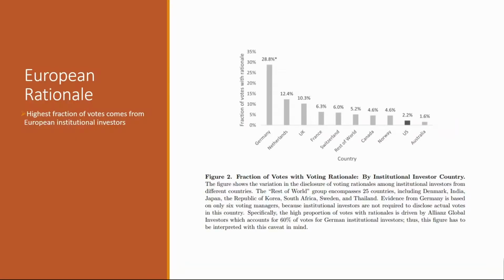So, when stating rationale, it seems like European companies are more likely to do it. The highest fraction of votes comes from European institutional investors, particularly Germany, although they have this asterisk here because there's one company called Allianz, a very large institutional investor that is driving most of that. But U.S. investors are pretty low in terms of revealing why. There are likely national or European Union regulatory reasons why you might see big differences between countries.